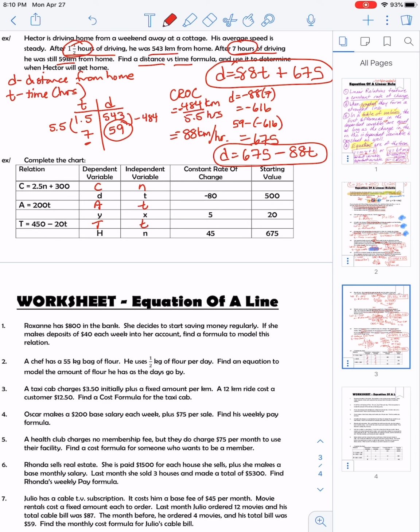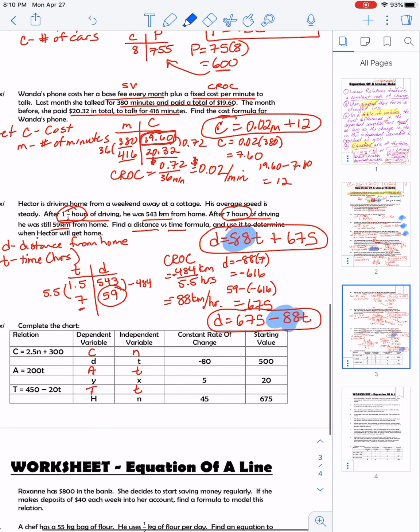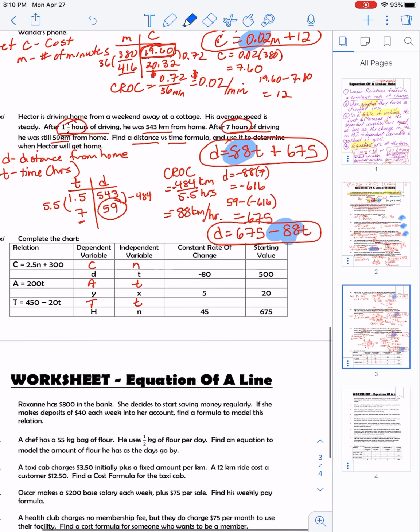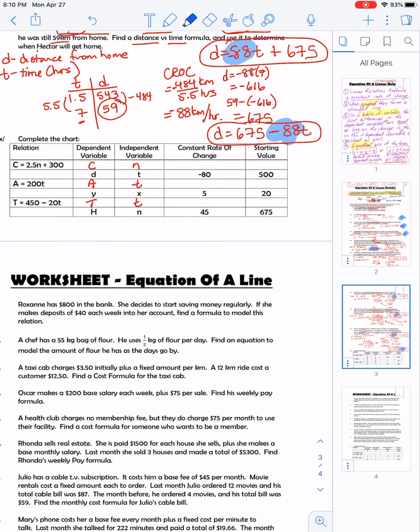Okay, the constant rate of change is the number that is attached to the variable. So back here, the constant rate of change was negative 88. There it's negative 88. Question before that, constant rate of change was 2 cents per minute. Here it was $75 per car. So that's the letter that is attached to the variable. Sorry, the number that is attached to the variable. It does not include the variable. So here the constant rate of change is simply 2.5. It's not 2.5n, it's just 2.5.